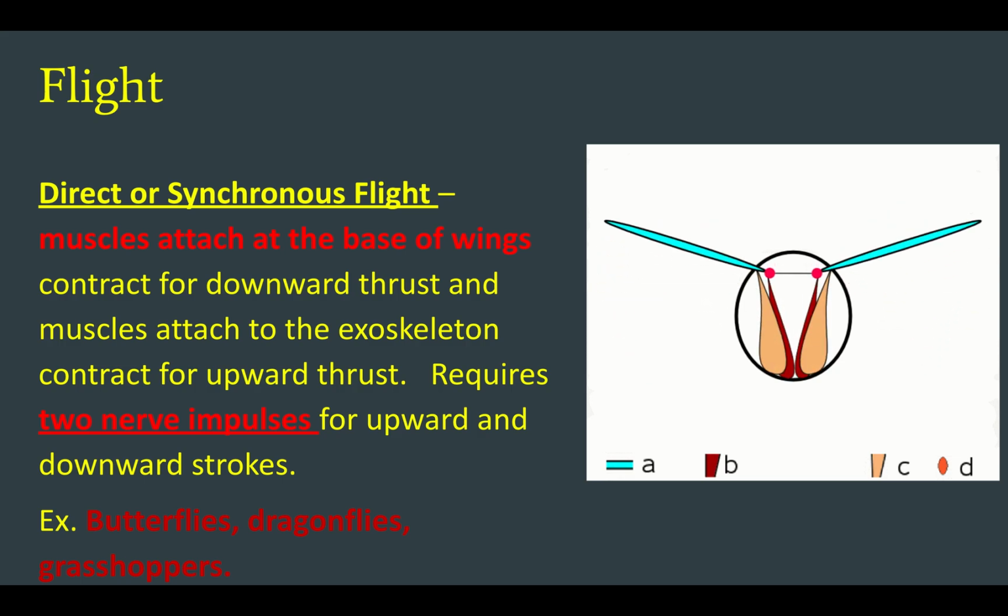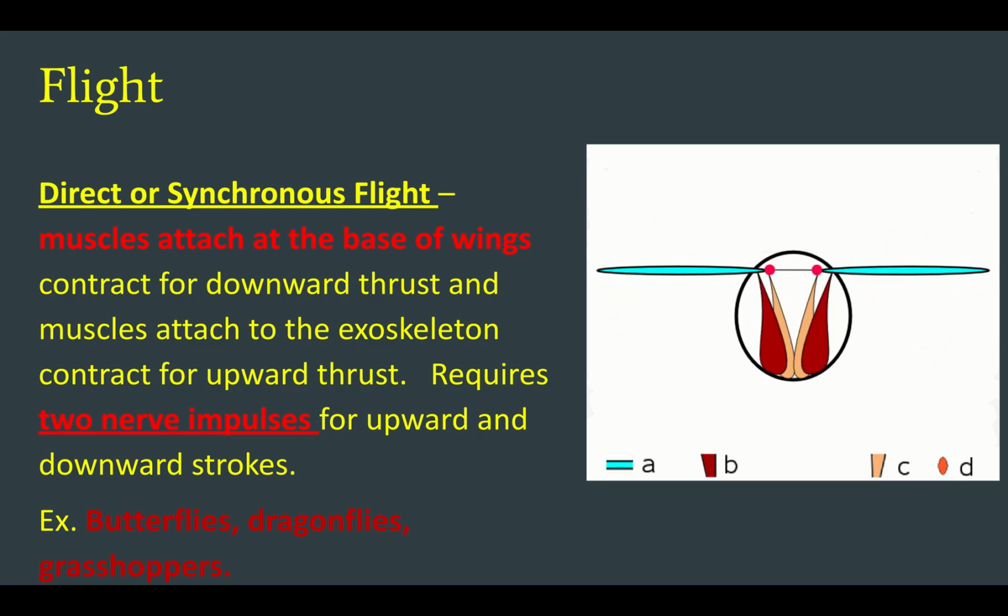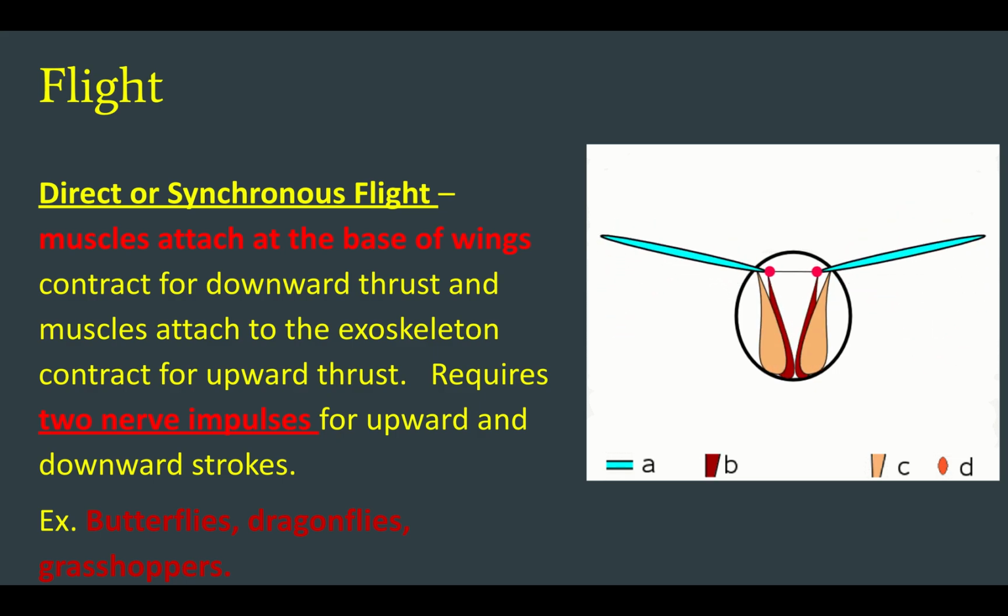This is for more primitive insects, like we just mentioned. So just keep this in your head. Again, direct, one more time, is when the muscles attach at the base of the wings. The wings move, and two nerve impulses are going to be responsible for that.